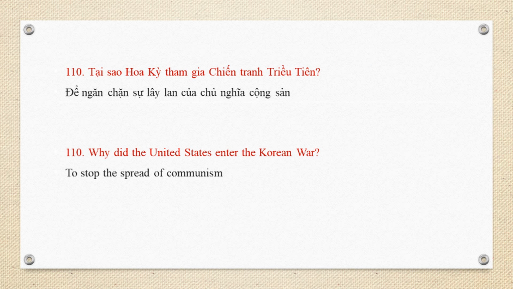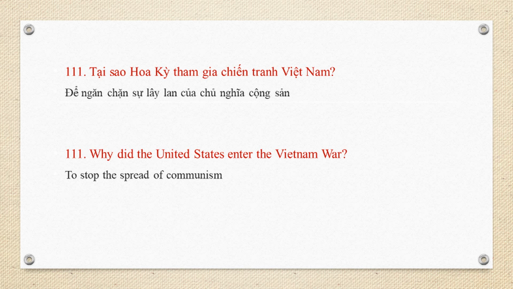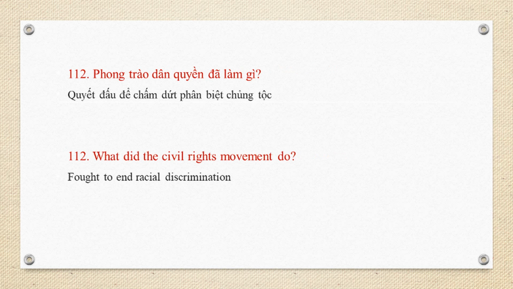110. Why did the United States enter the Korean War? To stop the spread of communism. 111. Why did the United States enter the Vietnam War? To stop the spread of communism. 112. What did the civil rights movement do? Fought to end racial discrimination.